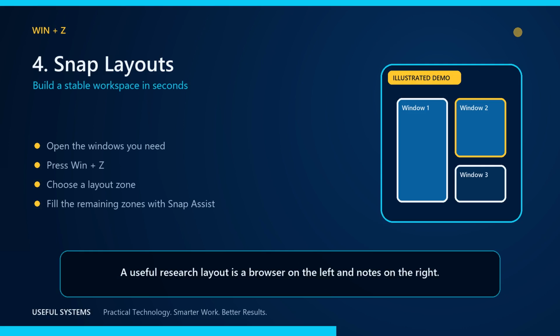A useful research layout is a browser on the left and notes on the right. For editing, place the script beside the video timeline. For finance work, place the source document beside the spreadsheet. The important idea is not squeezing more windows onto the screen. It is creating a stable visual boundary so the source and the work remain visible together.